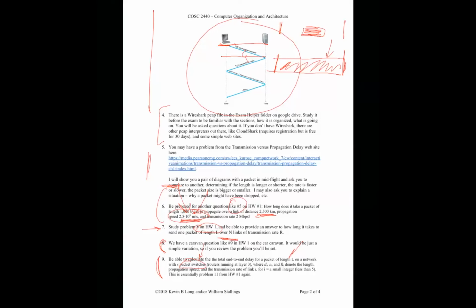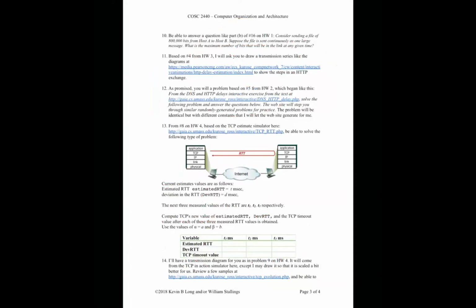So this one is basically asking you to calculate the end-to-end delay, where di, si, and ri denote the length, propagation speed, and transmission rate for a link. It'll be for a small number i, an integer less than 5, probably 2 or 3 nodes is all. This is basically problem number 11 from homework 1. So the solutions are out there. Jot down the equation, run through it one time, and you should be okay.